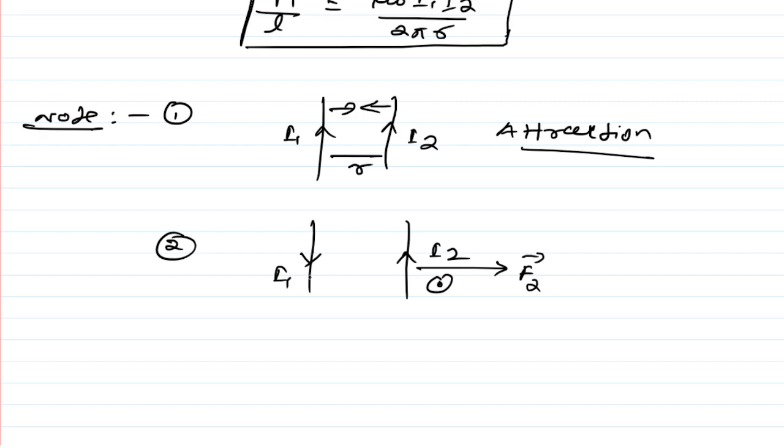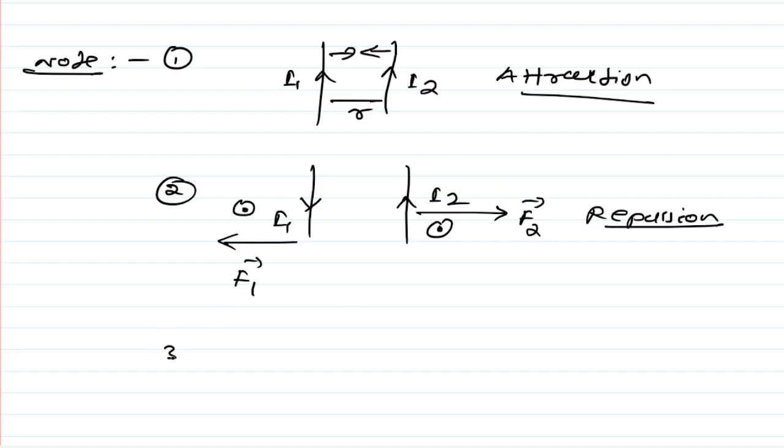And what about the magnetic field due to this? It will be dot only, and here the direction of force will be I l cross B, so it will be acting in this direction. So opposite direction will be force of repulsion. If you apply Fleming left hand rule or right hand curl rule, you can easily get that.